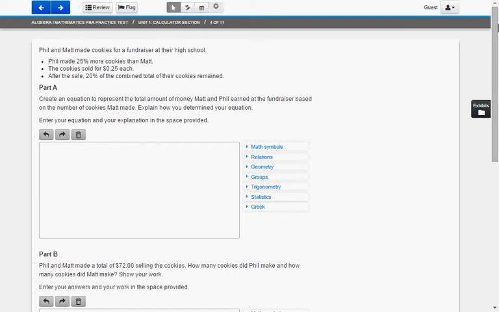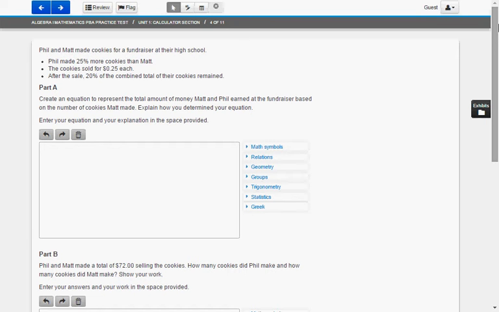Fourth question on the performance-based assessment calculator section of the Algebra 1 test that's available online. The question says that Phil and Matt made cookies for a fundraiser at their high school. Phil made 25% more cookies than Matt. The cookies sold for 25 cents each. After the sale, 20% of the combined total of their cookies were left.